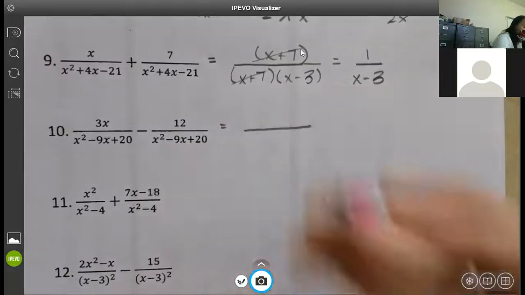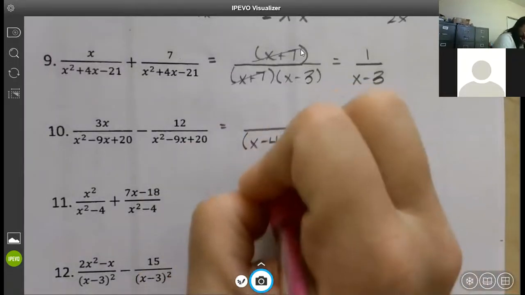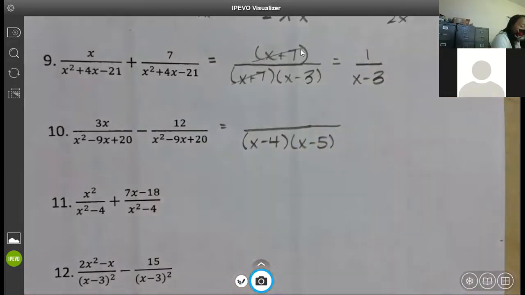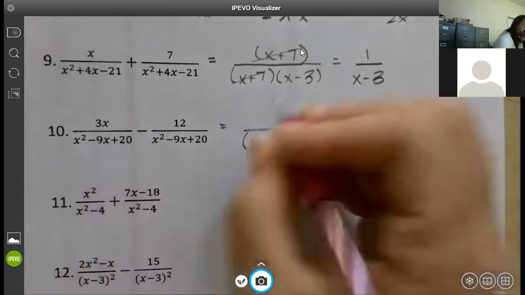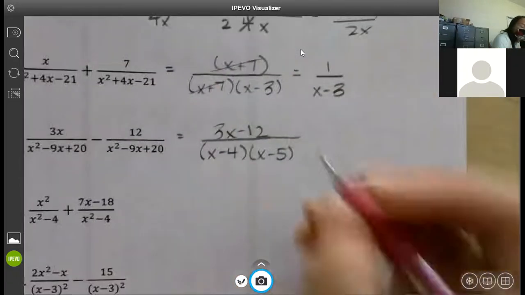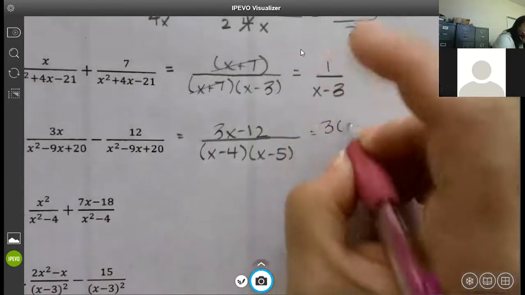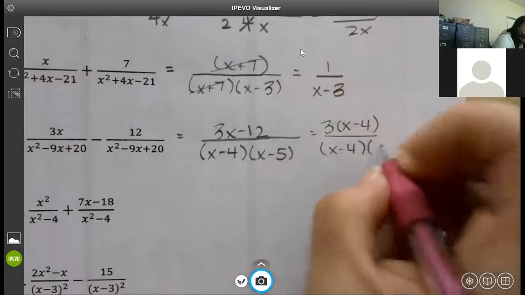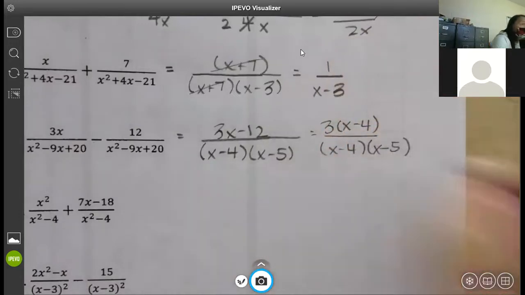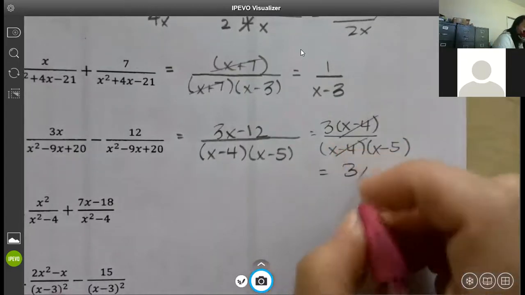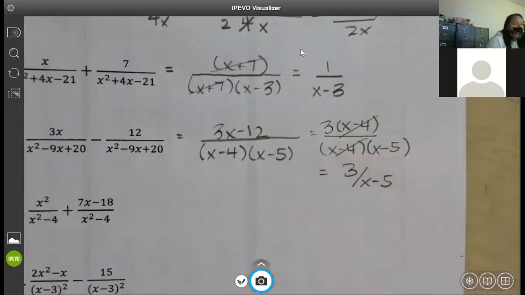Factors of 20 that add to negative 9 are negative 4 and negative 5. On the top, squish it together, 3x minus 12. You have a GCF of 3, so we get x minus 4 over x minus 4 times x minus 5. Mark out what you can on the top and the bottom, and your final is 3 over x minus 5.